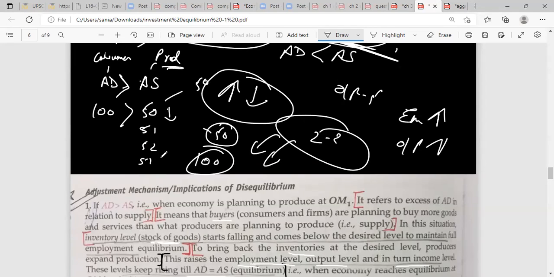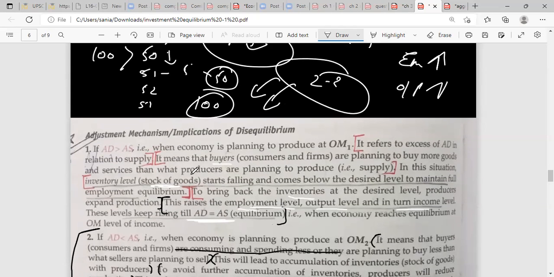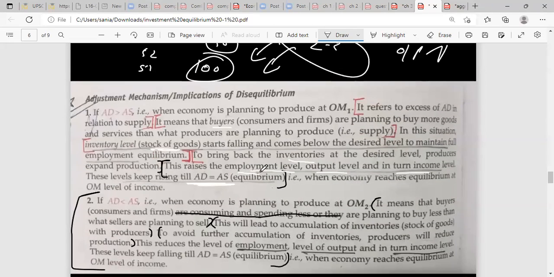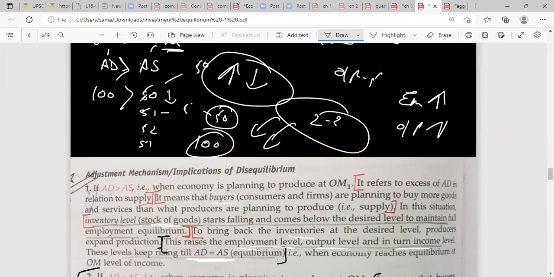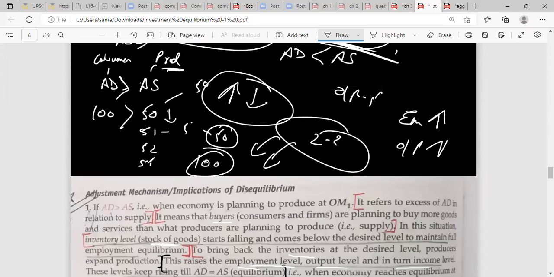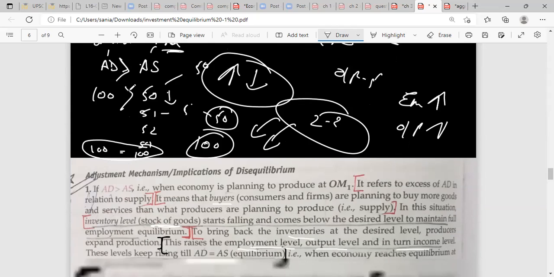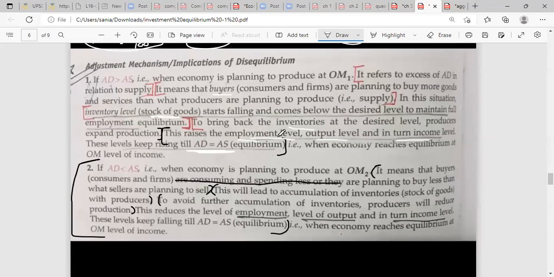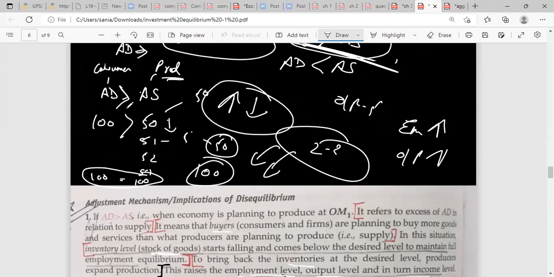But now if you sell 51, 52, 53, your income will also increase. Because of this, what will happen? Employment level, output level, and income level will increase. And tell me, till when will you increase your production? You will increase it till it becomes equal to your aggregate demand, right? So this rise in employment level keeps going till AD becomes equal to AS, and then you can achieve your equilibrium point. Clear?